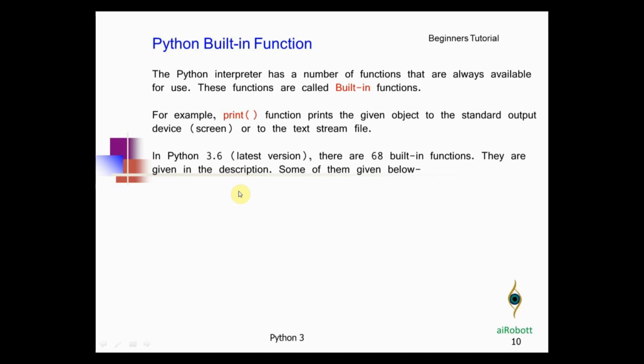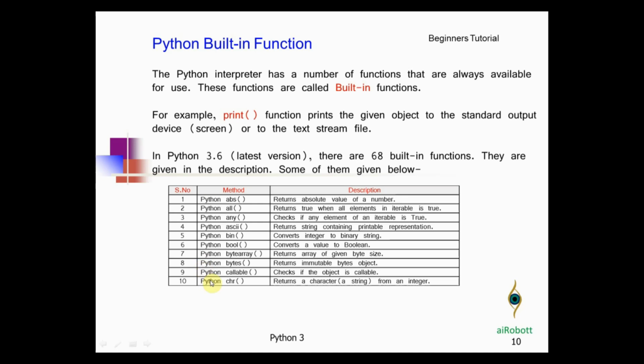Actually, in Python 3.6, the latest version which is now available, it has 68 built-in functions. I have given only a few of them here. The remaining are given along with this video tutorial in the description. Please see that PDF file. You can see Python abs function, all, any, ascii, bin. These are all the built-in functions we will use in our script programming.